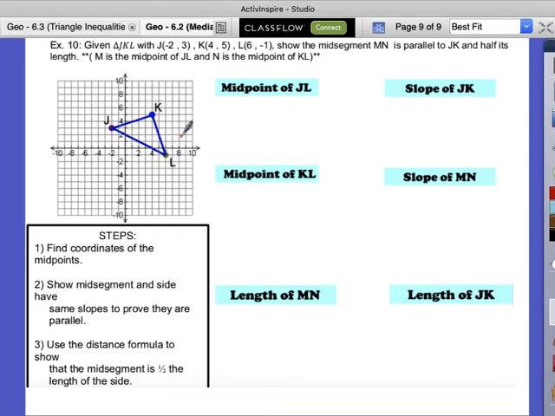So our first step is finding the midpoints. Our first step has to be finding the midpoints. Because we can't find the length, we can't find the slope to know that they're parallel until we find the midpoints. So step 1, find the coordinates of the midpoints. We just did that a few times, didn't we? We just got some practice on that.